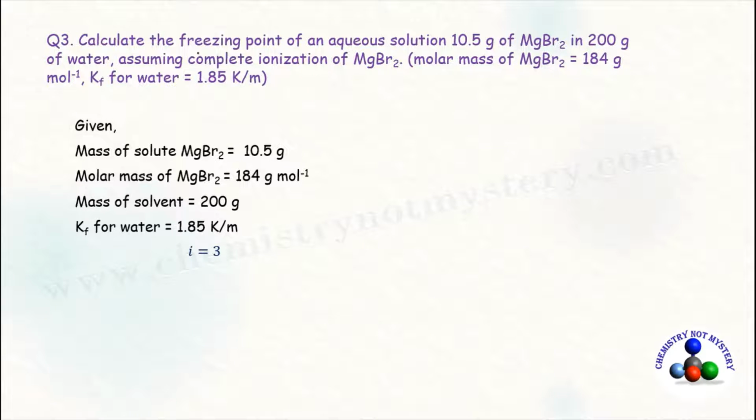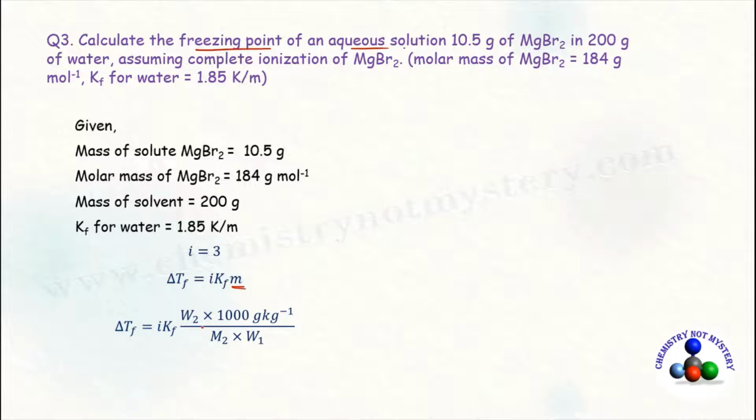Now we have to calculate the freezing point of the aqueous solution. For the freezing point we have the formula delta Tf is equal to I Kf into M. When you expand the term M, you will get another formula: delta Tf is equal to I into Kf multiplied by W2 multiplied by 1000 gram per kg divided by M2 into W1.